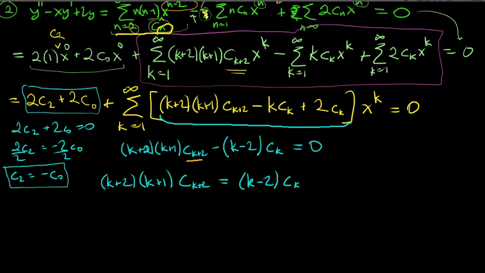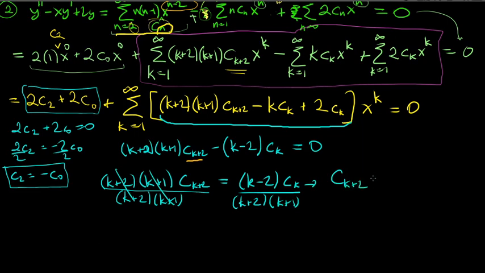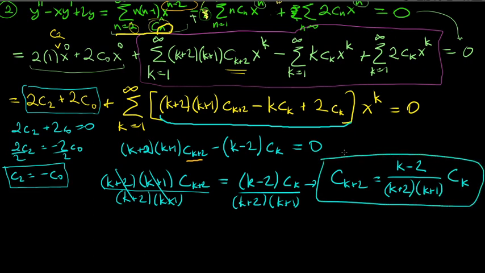All right, now just divide everything that's not c sub k plus 2. So we're going to divide by k plus 2 times k plus 1. Okay, so these cancel. And we have our recurrence relation, c sub k plus 2 equals k minus 2 divided by, and you could multiply this out, but I'm going to leave it as k plus 2 times k plus 1, all times c sub k. Okay, so that is our recurrence relation.